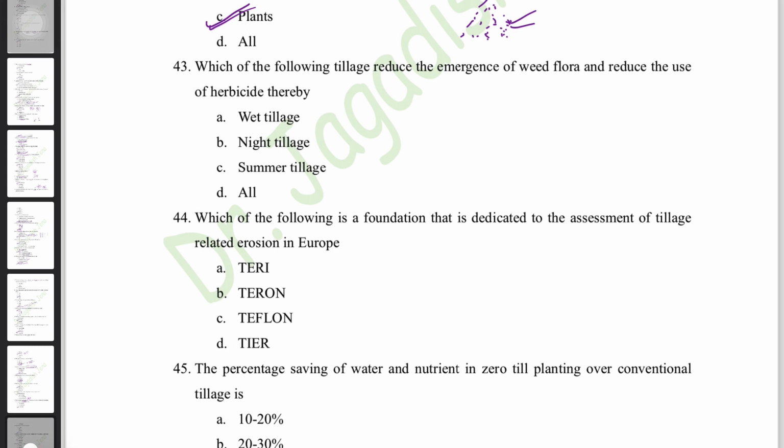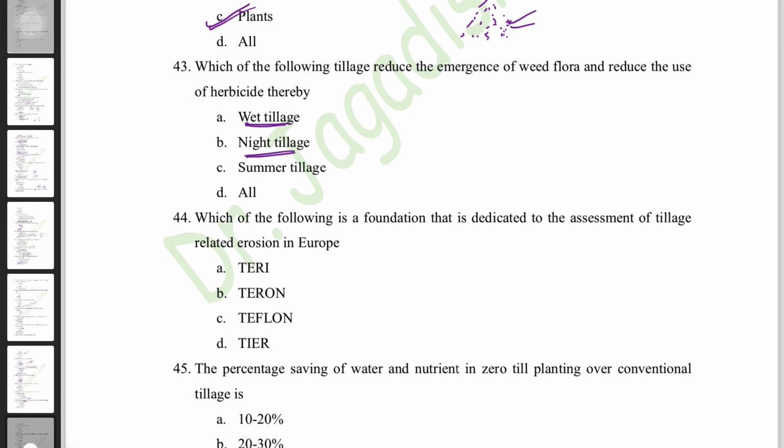Next question: which of the following tillage reduce the emergence of weed flora and reduce the use of herbicide thereby? So wet tillage can also reduce the weed flora or emergence of weed seed.